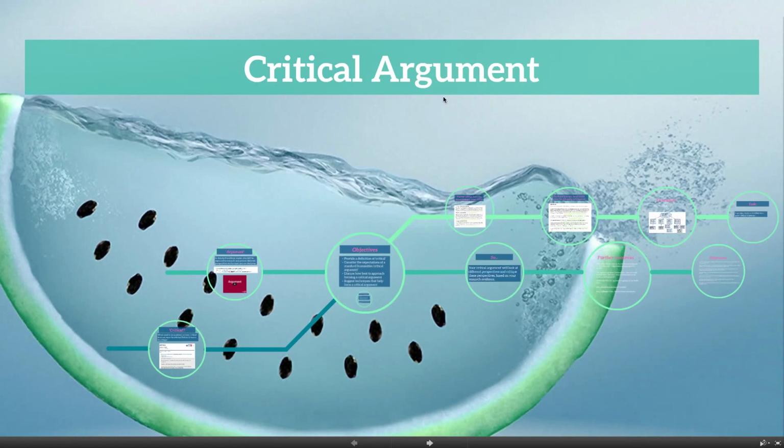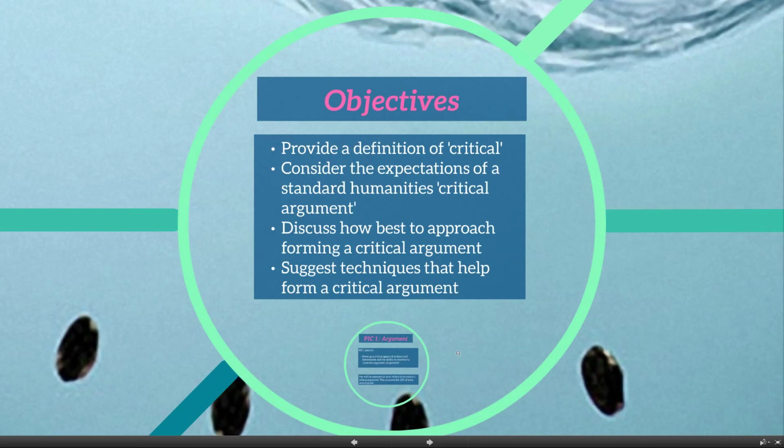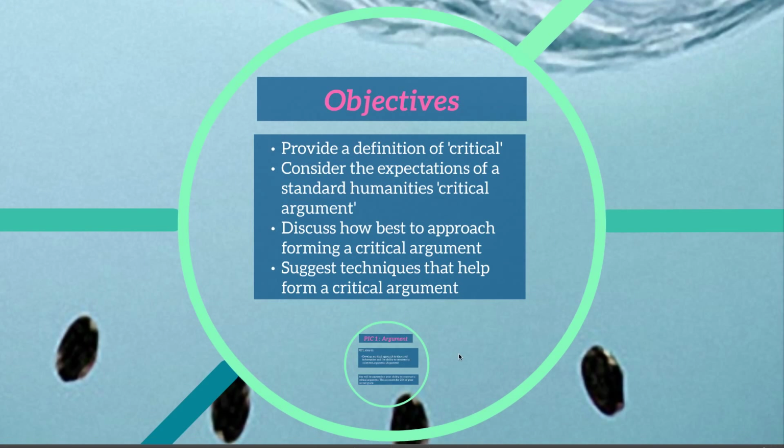Hello, and today we're going to be looking at this idea of critical argument. So the objectives of this session are to provide a definition of critical, to think about what the term means in academic language, consider the expectations of a standard humanities critical argument, discuss how best to approach forming a critical argument, and then at the end I'm going to suggest some techniques that might help you form a critical argument.